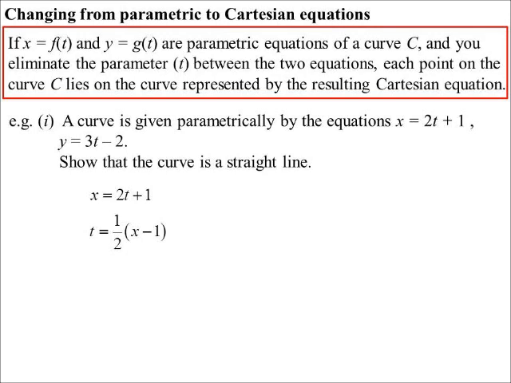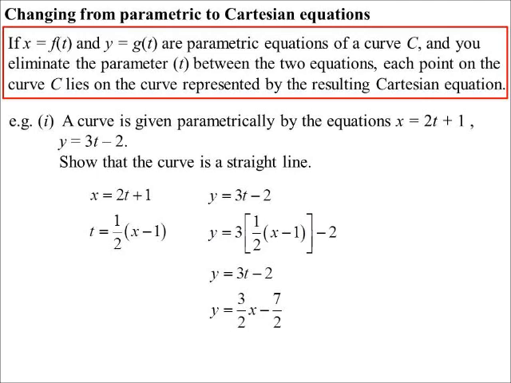So I've got t equals 1/2 x minus 1. Substitute it into the y, and we end up with what we recognise to be the equation of a straight line. So that would be the line we're talking about. So yes, that does work.